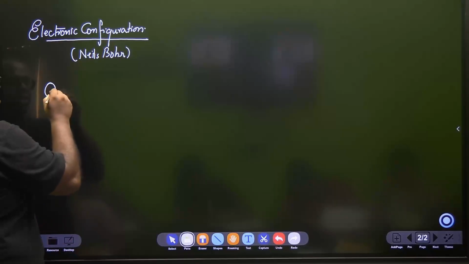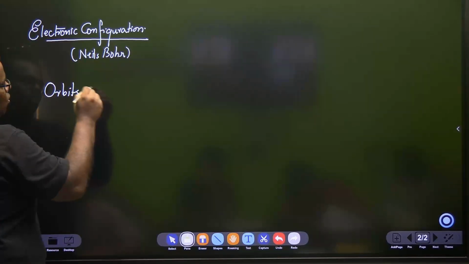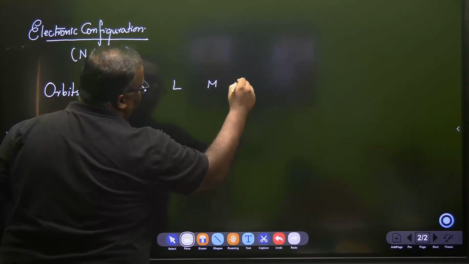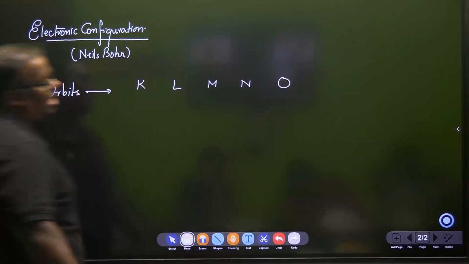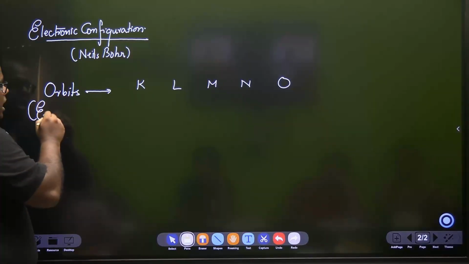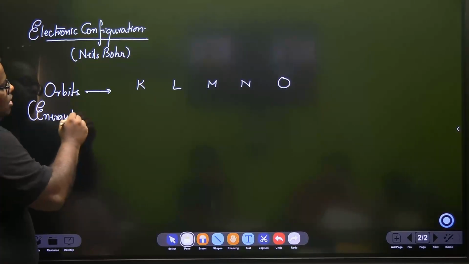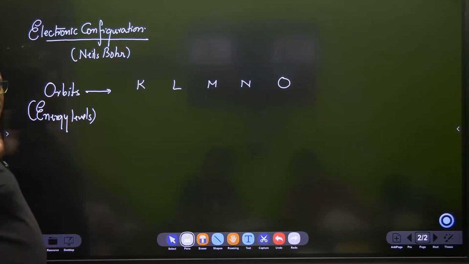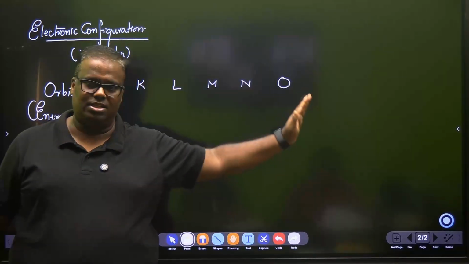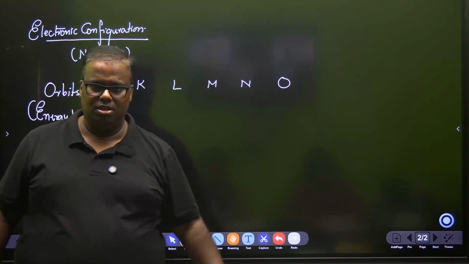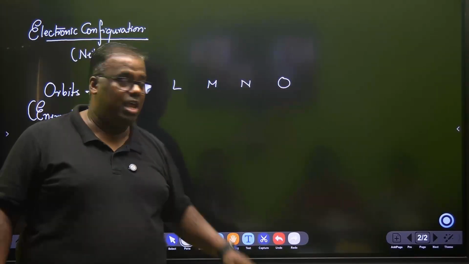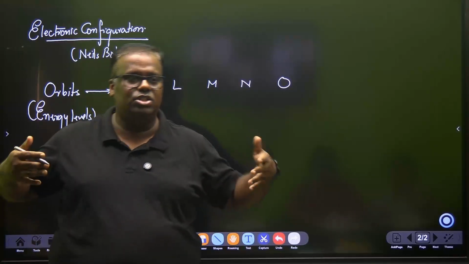So we have orbits, and the orbits have got some names: K, L, M, N, O. These are the orbits. Orbits are also known as energy levels. What do you understand by energy levels? These are typically like class 6, class 7, class 8, class 9, class 10. Class 6 has a syllabus quite different from class 7, quite different from class 8. Understood? Every orbit has an energy level.